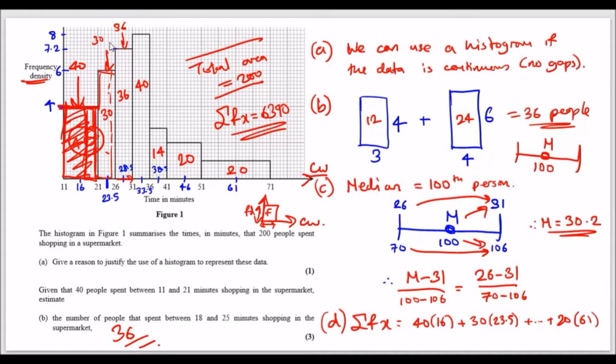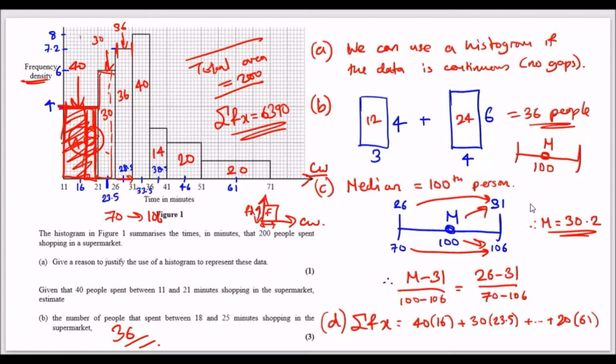So using cumulative frequency, we can say that the 100th person lies in the third block because 40 plus 30 is 70, and 70 plus 36 is 106. So we have 70 to 106. That is between here and here. So that's the interval, guys. So that's why I put 70 to 106. And therefore, also for the top half, we know for the minutes, it's going to be between 26 and 31 because that is the interval time.